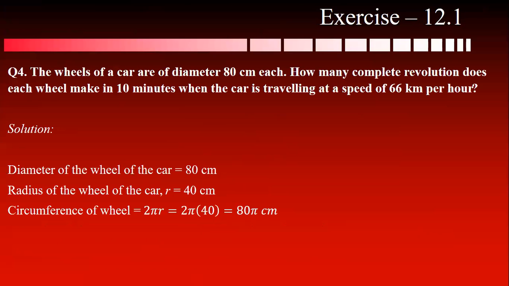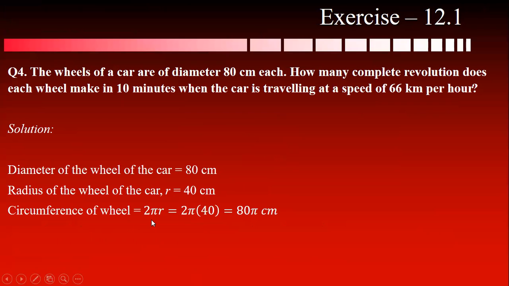Now let us move on to the fourth one. The wheels of a car are of diameter 80 centimeter each. Diameter is given here, note that. How many complete revolutions does each wheel make in 10 minutes when the car is traveling at a speed of 66 kilometer per hour? The diameter of the wheel of the car is 80 centimeter, so radius will be half of it, 40 centimeter.